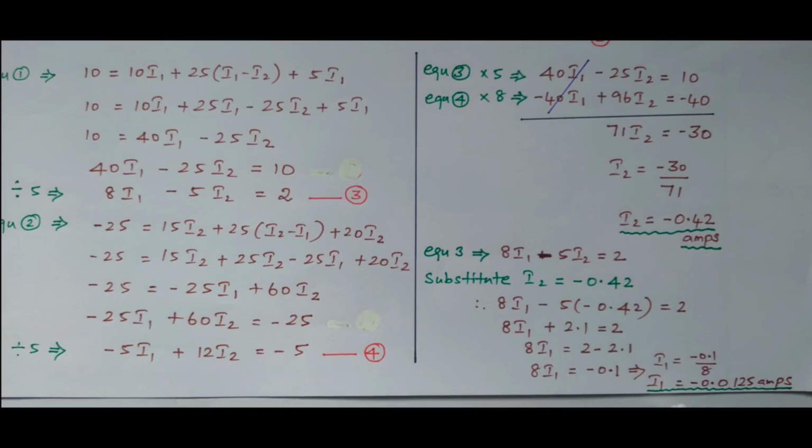So now we got the I1 value also. I2 value is minus 0.42 ampere, I1 value is minus 0.0125 ampere. So in this problem, by using the mesh analysis, by equation method, we framed two equations, then the simplified form of equation is given. By solving equation 3 and 4, we got the value of I1 and I2.